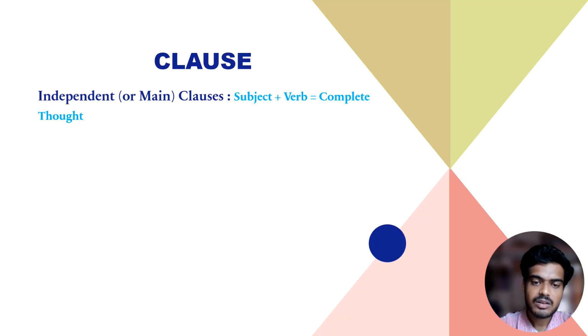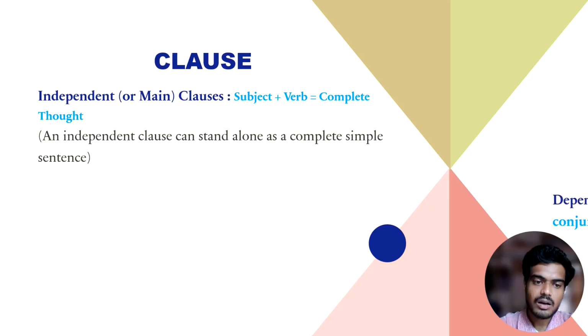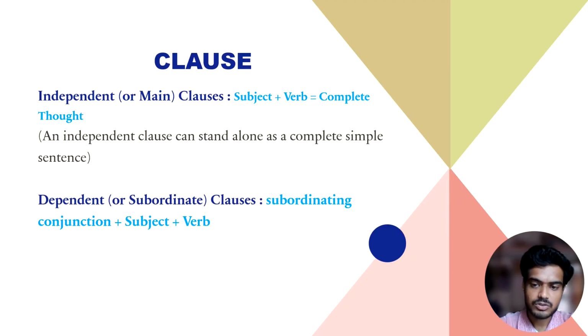But next we have a dependent clause. What does a dependent clause do? It takes a subordinating conjunction at the beginning, then we have subject and the verb.